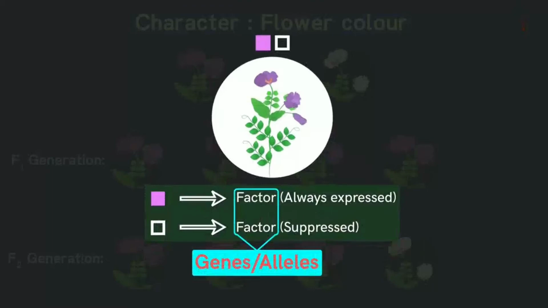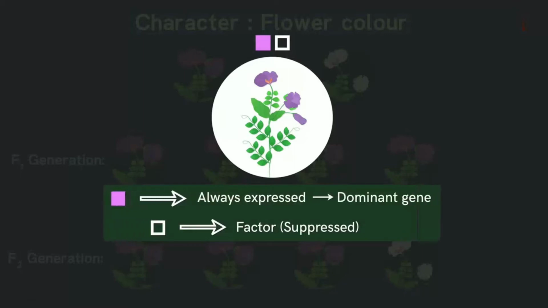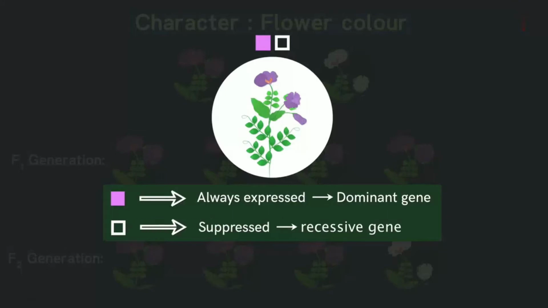We will have a detailed look at what genes mean in our upcoming parts. But for now, let's focus on Mendel's work. In today's terms, Mendel said that some genes are always expressed irrespective of the other. These are called dominant genes. The others which are suppressed are referred to as recessive genes.